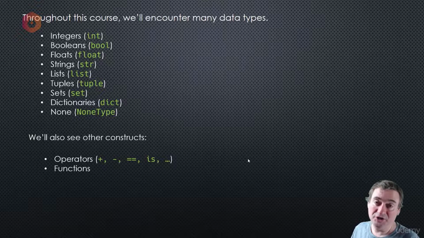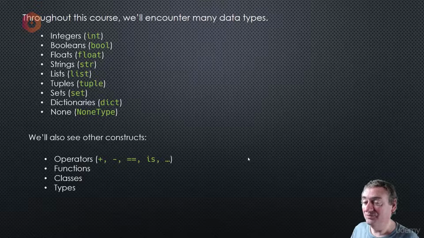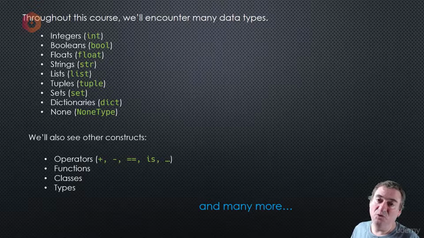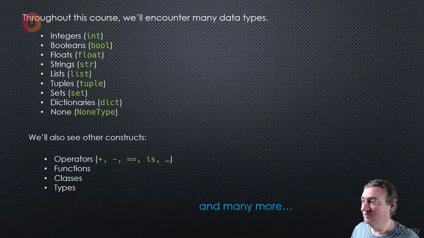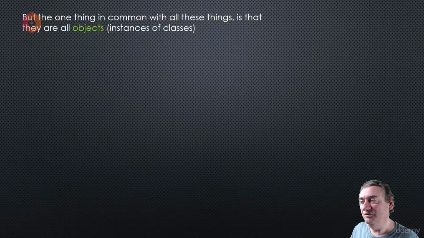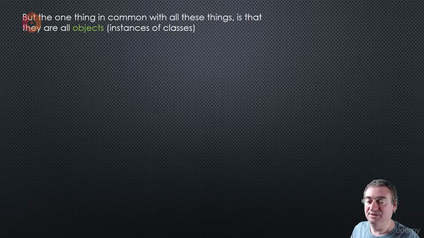We're also going to look at functions, obviously, and classes, and types, right? All things that you've seen before in Python, and we're going to see many, many more throughout this course. So these are all different things. You have data types, operators, classes, functions, but there's one thing in common to all of those things: they are all objects. In other words, they are all instances of classes.